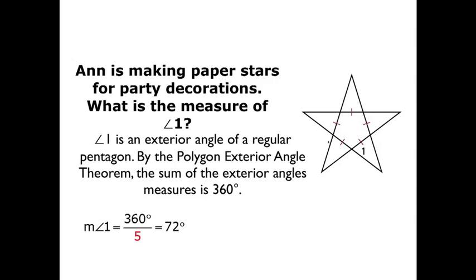So even though I had all those other triangles outside the pentagon creating the star shape, all I had to focus on was that angle 1 represented the exterior angle of a regular pentagon. And so I just need to divide 360 by 5.